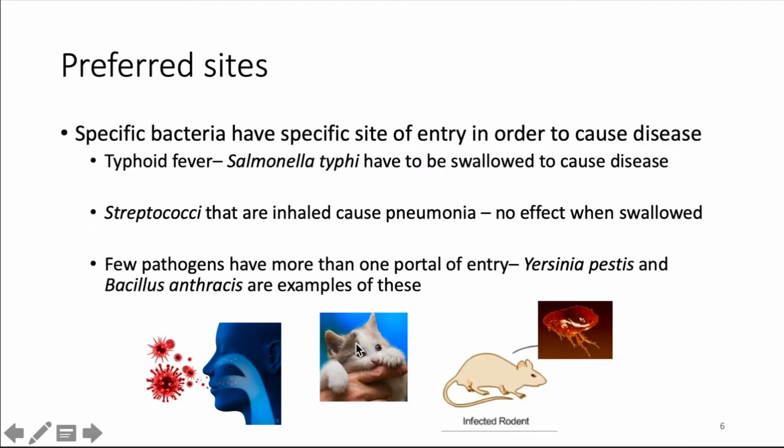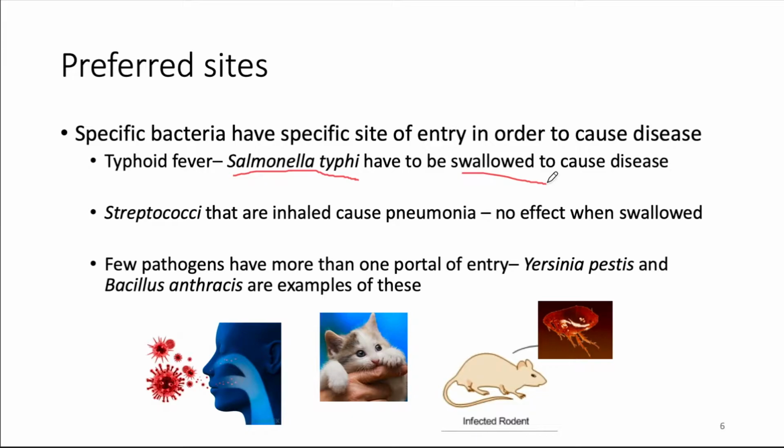For the preferred sites of some organisms, for instance, Salmonella typhi, which causes typhoid fever, unless it's swallowed, it doesn't cause any disease. So the preferred route has to be oral before it can produce any effects in the host. Then you have streptococci that cause pneumonia, and if they are swallowed, there is no effect. They have to be inhaled.